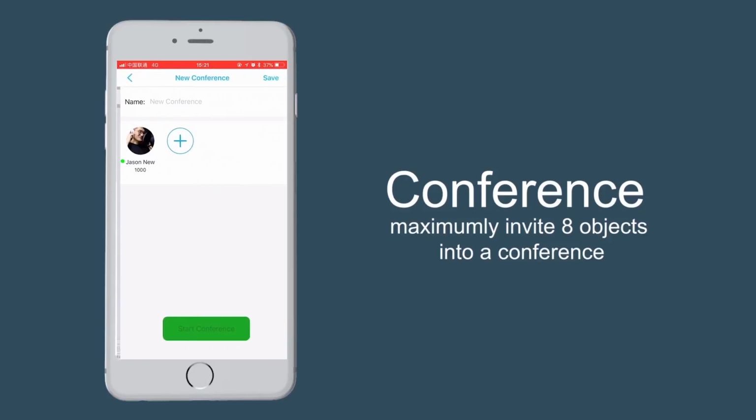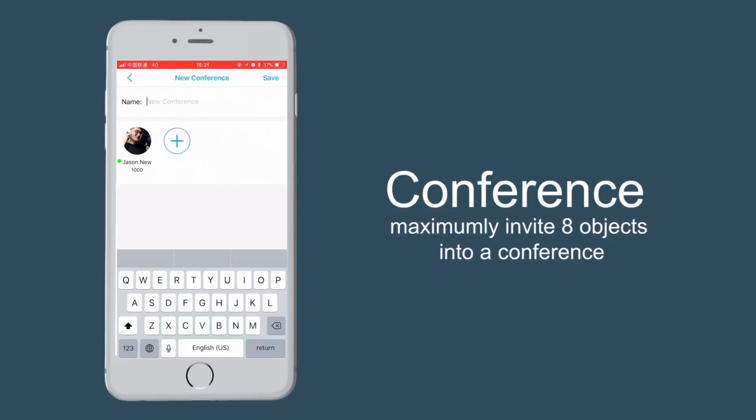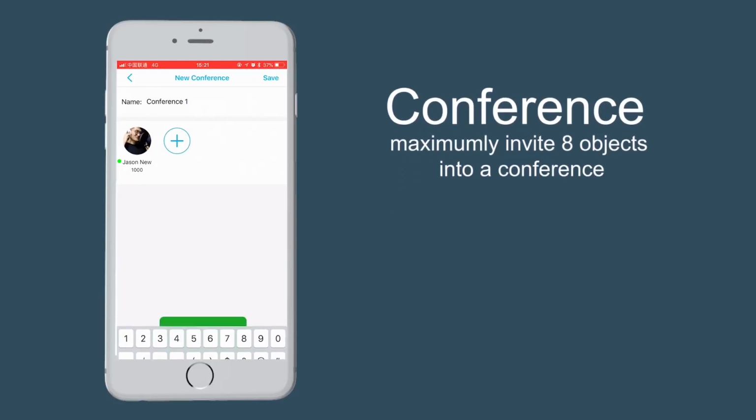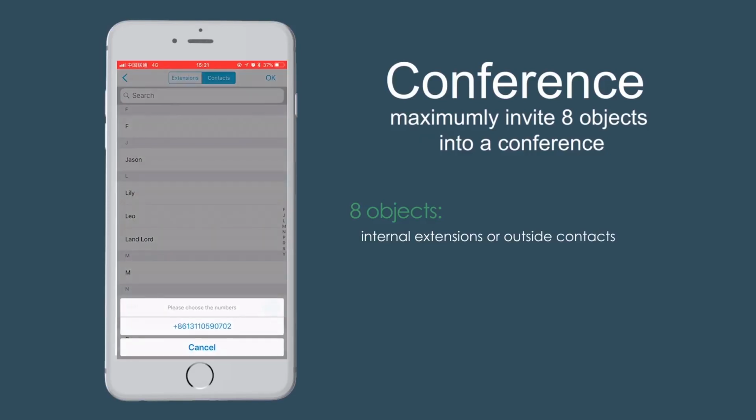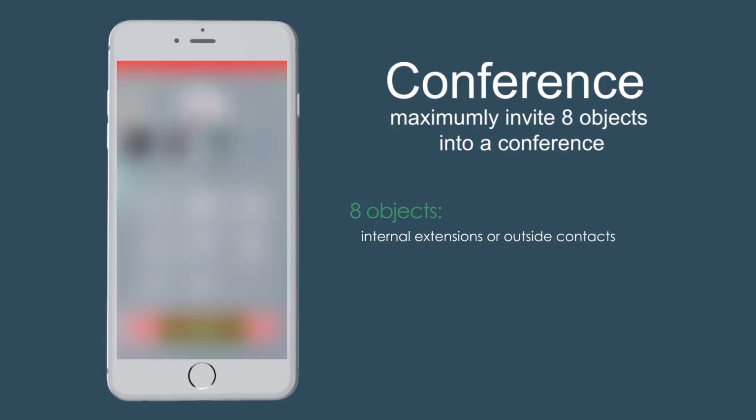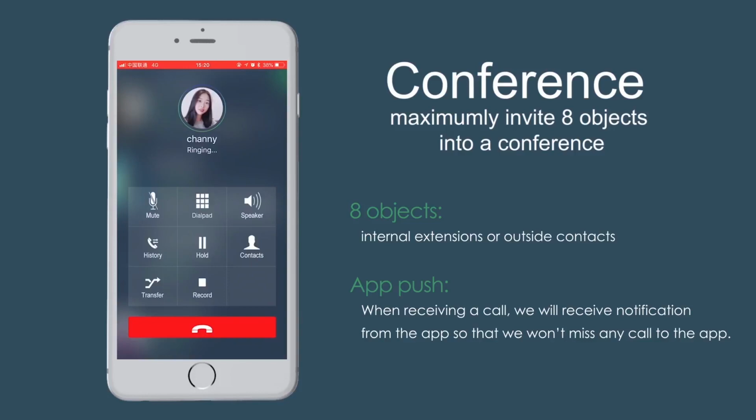Apart from peer-to-peer calls, we can also start a conference. Maximally, we can invite 8 objects into a conference. The 8 objects could be either our internal extensions or outside contacts. What's more, we will also be notified on our mobile by the app push while receiving a call so that we won't miss any call to the app.